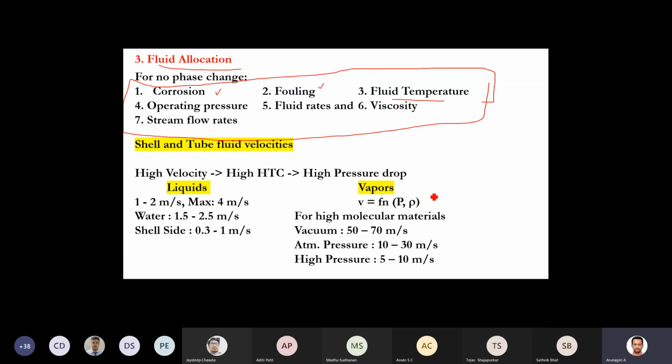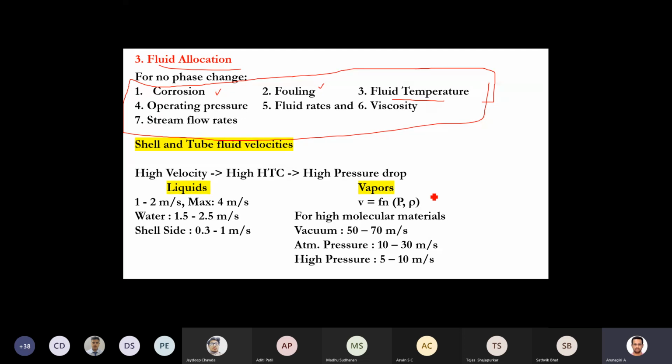Then operating pressure. Yesterday I told you when we discussed tube sheet thickness, I gave one equation, T equal to Fg root of P by 4F. So this P is the design pressure. When this design pressure increases, your thickness will increase. So based on the operating pressure, if the thickness of the shell increases, the cost of the shell increases. So the high pressure fluids normally can be used in tube side.